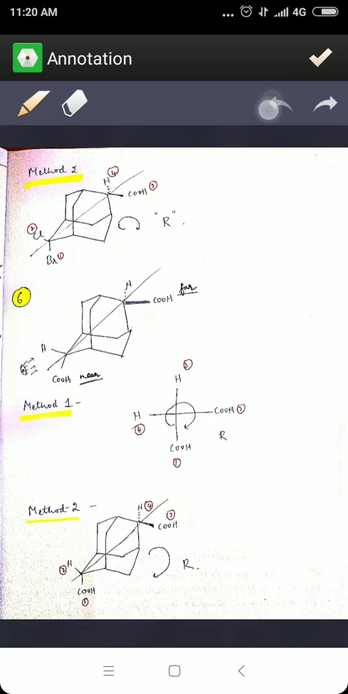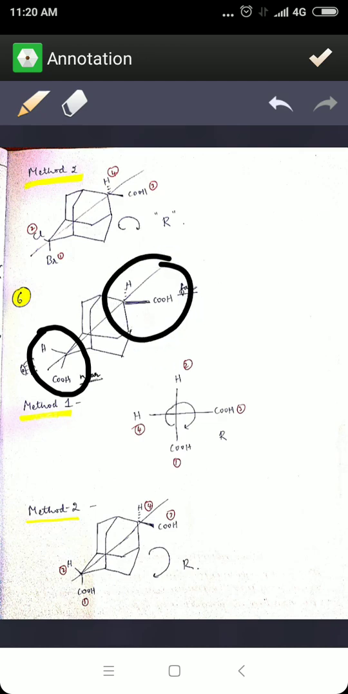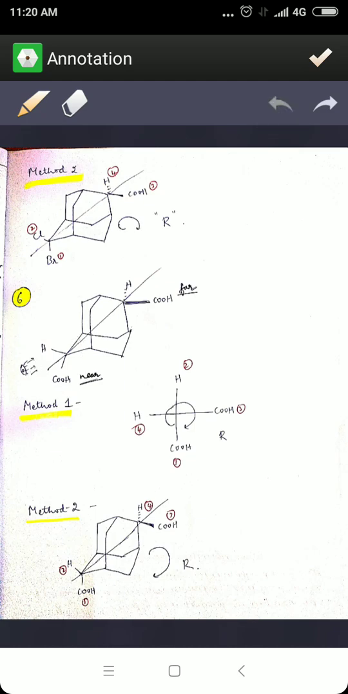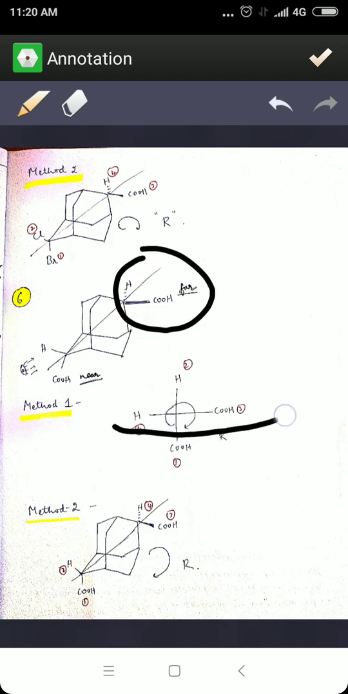Now when you do that, you can see that the carboxylic acid and hydrogen groups are near to you, whereas the other groups are away from you. You can write down near and far away. Now the next step would be assigning the function groups and assigning the numbering. As I already told you, the substituents which are far away, you're going to assign as it is: hydrogen on the left side, carboxylic acid on the right side.